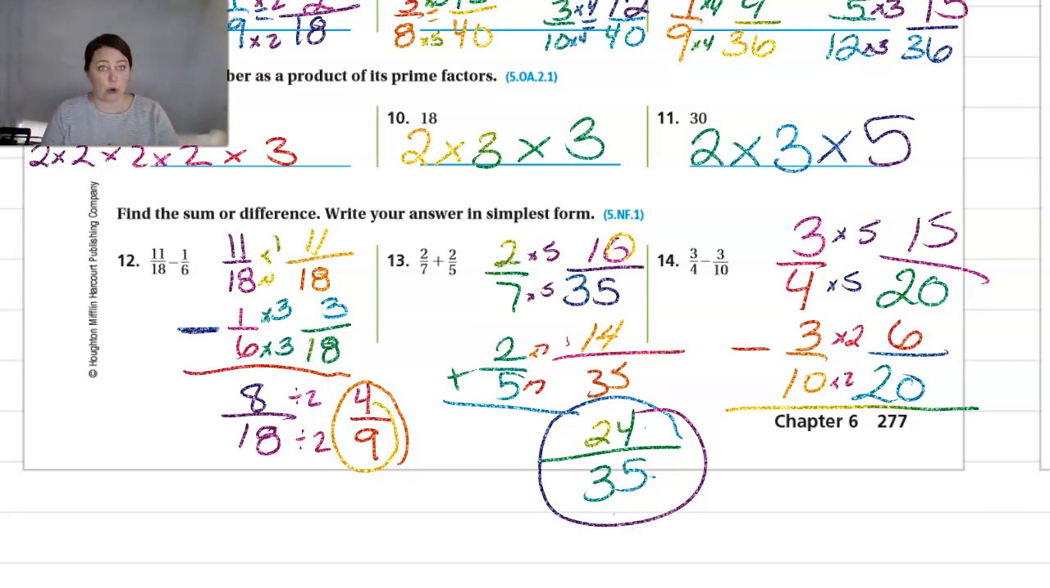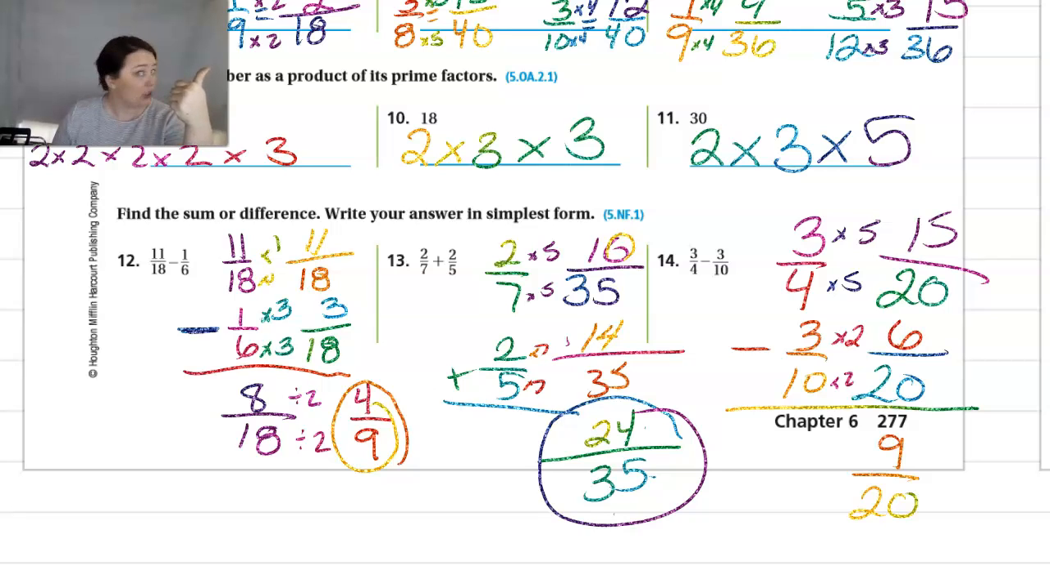Could I have used 40? Absolutely. What I've always told my students is you either get really good at finding the least common denominator or you get really good at simplifying. It's kind of a balance, because if I use the least common denominator, chances of simplifying are pretty slim. So 15 minus 6. Well, 15 minus 6 is 9. So 9/20.